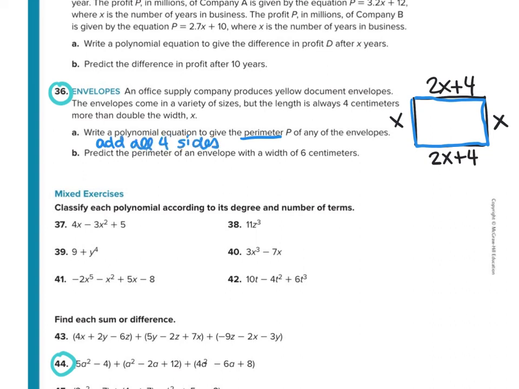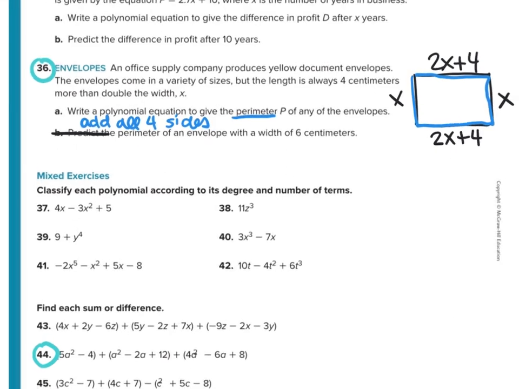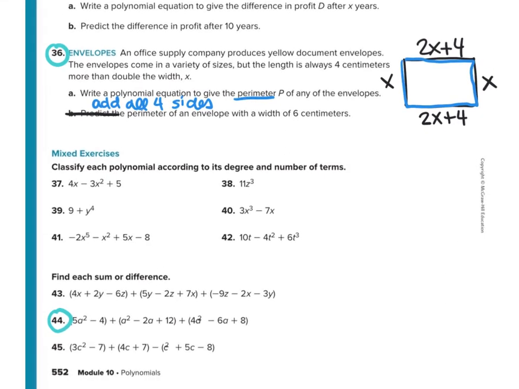10, 12, 16. You do not have to do B. 15, 20, excuse me. I will leave that up there.